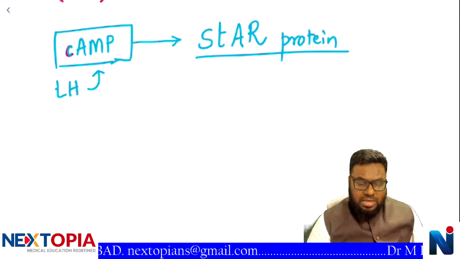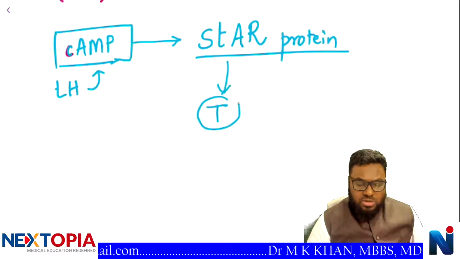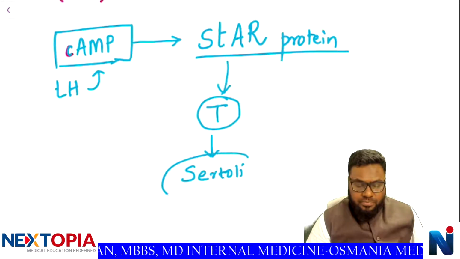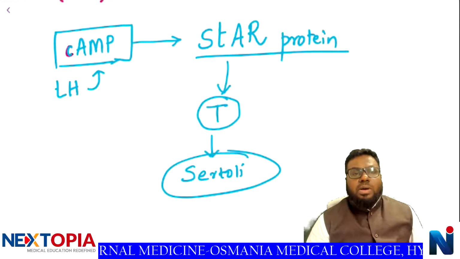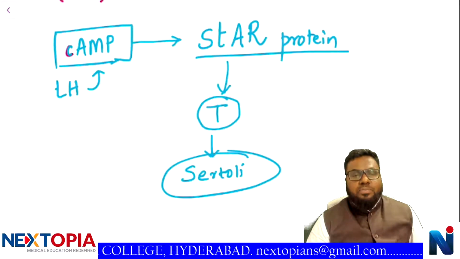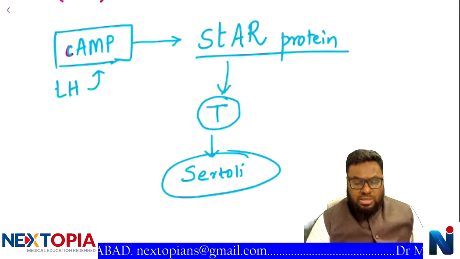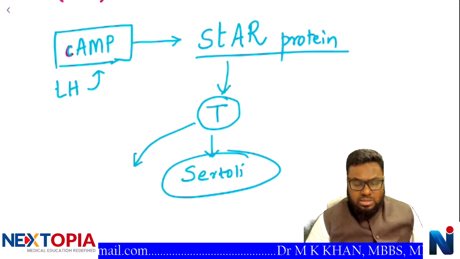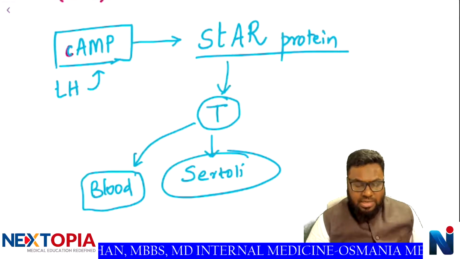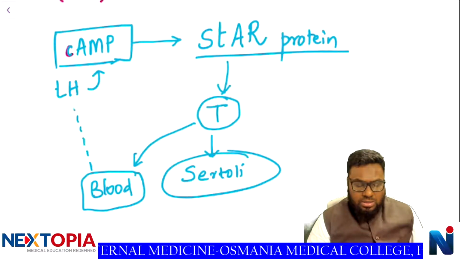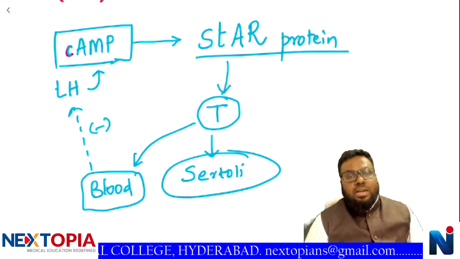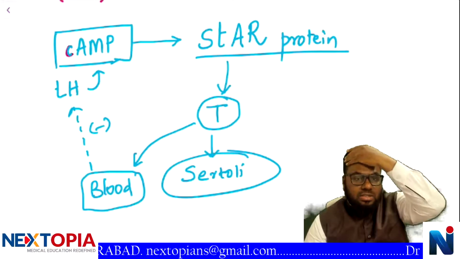Now the testosterone which is formed diffuses into the Sertoli cells. It stimulates Sertoli cells for production, and a high concentration of testosterone reaches the Sertoli cell. The circulating levels of testosterone, as this testosterone also reaches the blood, have a negative feedback on the production of LH. It has a negative feedback on LH. Thus the regulation of LH occurs.